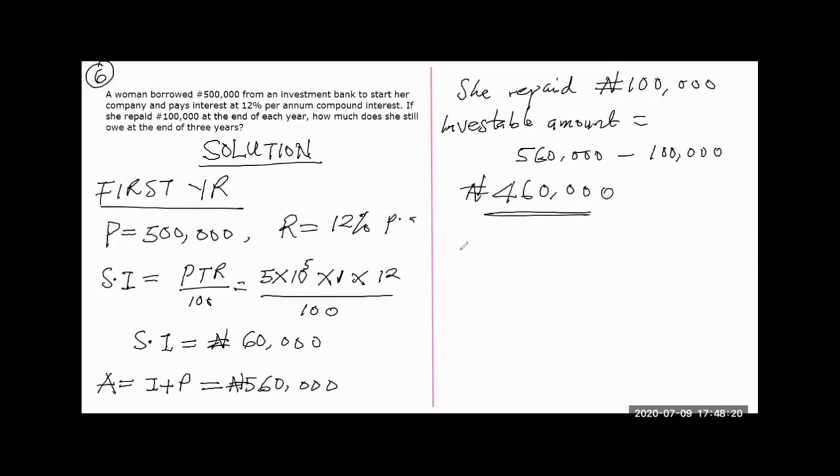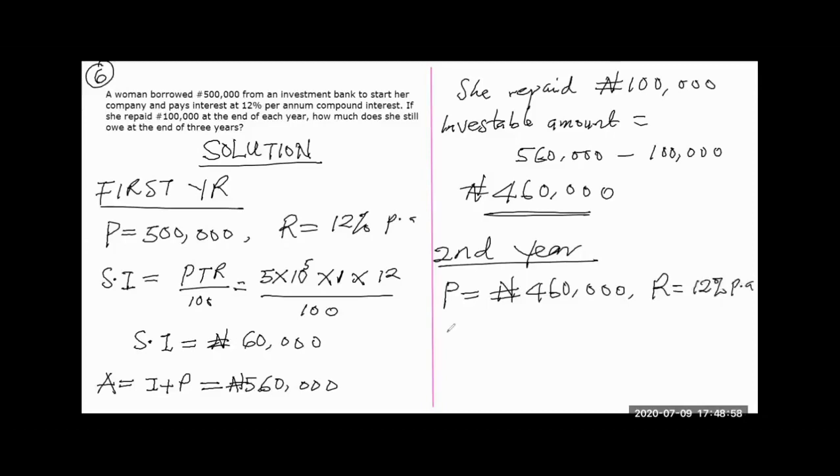So we now say second year. We have finished the analysis for the first year. For the second year, the principal is no longer 500,000 naira, but this is what she is now owing the company. Their profit or interest is going to be calculated based on what the woman is now owing them. So the principal now is 460,000 naira. And of course, the rate is constant. The rate is 12% per annum.